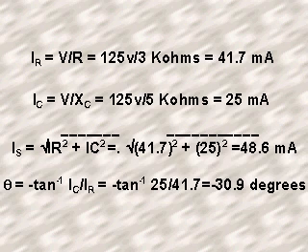Theta is then equal to minus the inverse tangent of I sub C divided by I sub R, or minus 30.9 degrees. The total current I sub S leads the voltage by 30.9 degrees. The capacitive current I sub C leads the voltage by 90 degrees. I sub R has the same phase angle as the voltage, 0 degrees.